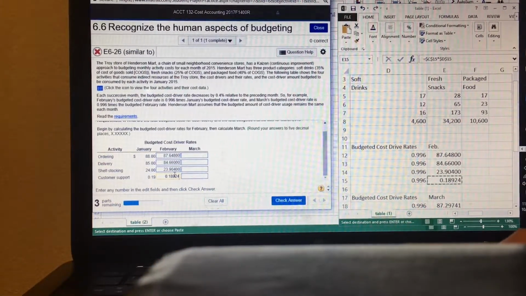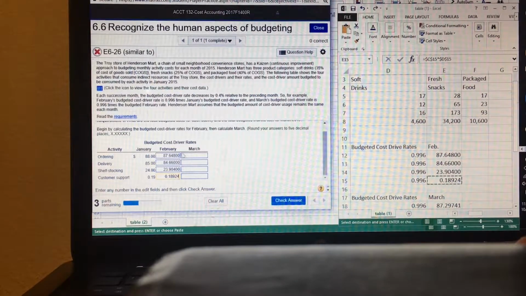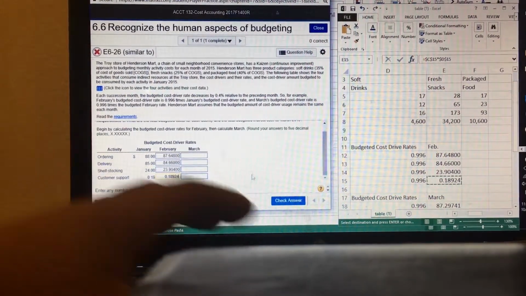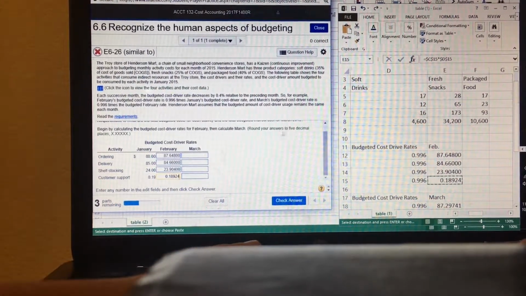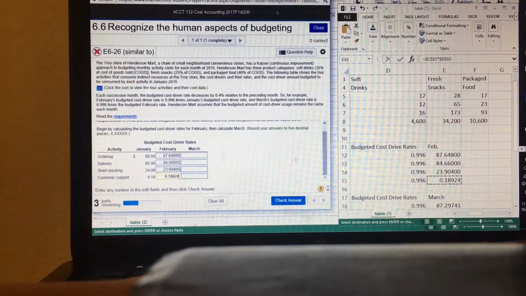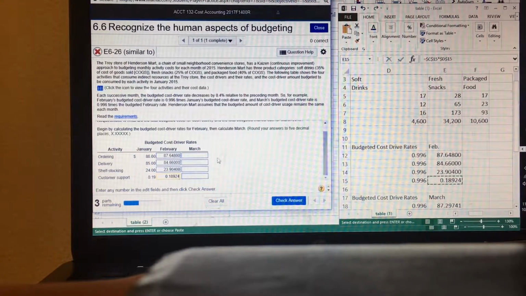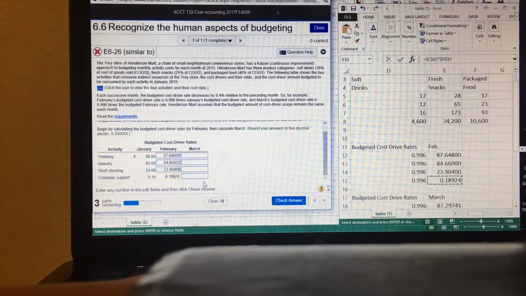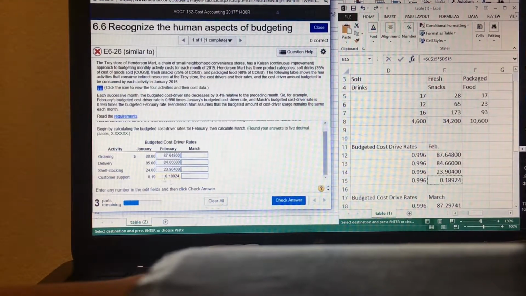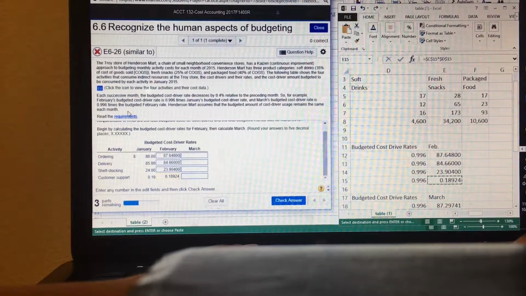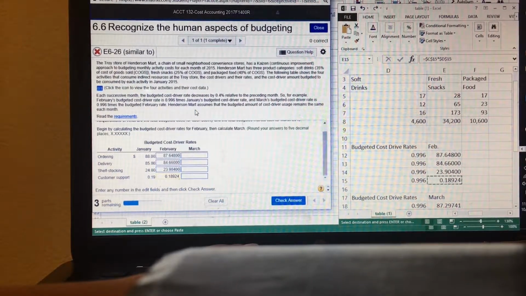Now, it is also very important to make sure that it goes to 5 decimals, because that is what it says. Round your answers to 5 decimals. Now, we have to look for March's budgeted cost driver rate. In order to do that, we're going to have to multiply February's cost driver rate by 0.996.